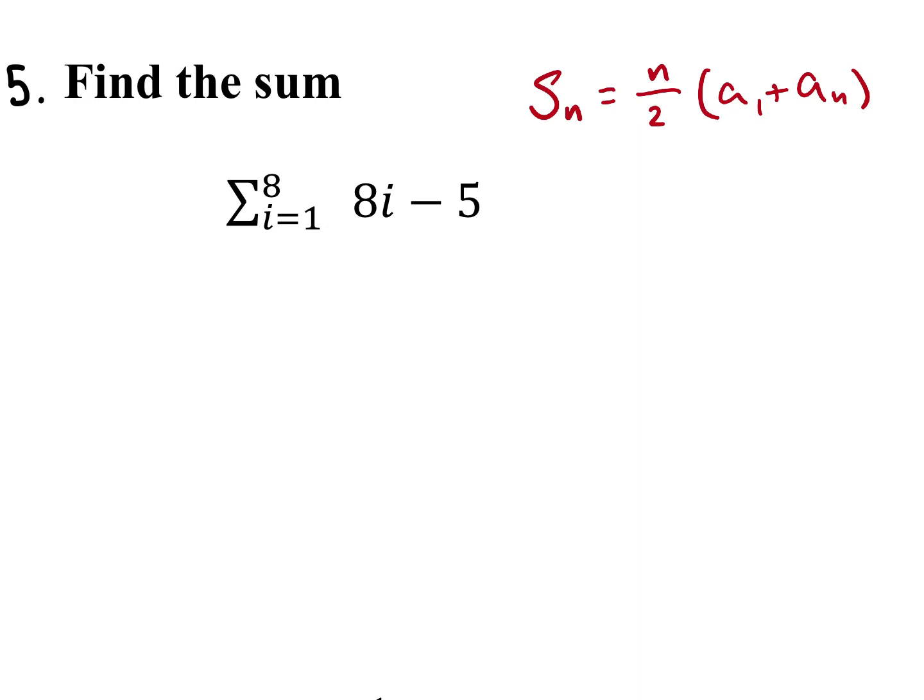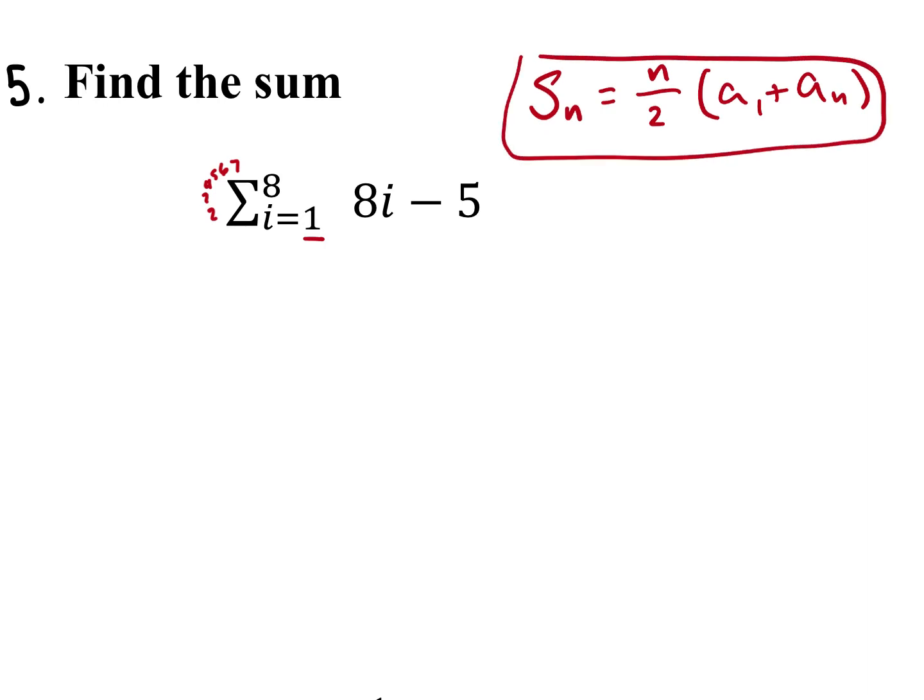We could also do this by plugging in 1, 2, 3, 4, 5, 6, 7, and 8, and adding them all together. But in my opinion, the formula is going to be a little bit easier to do because there's a good amount of numbers here. How many numbers do we have to plug in here? How many numbers do I have from 1 to 8? 8, because I'm including 1 and 8.